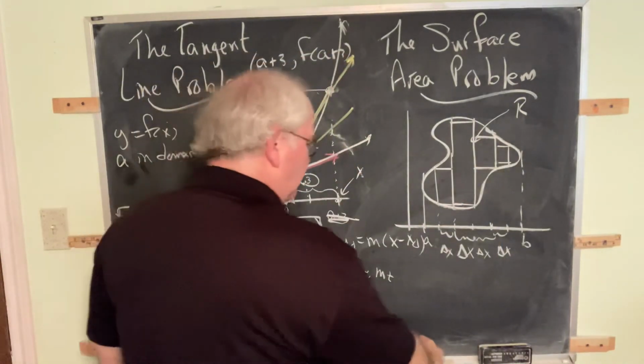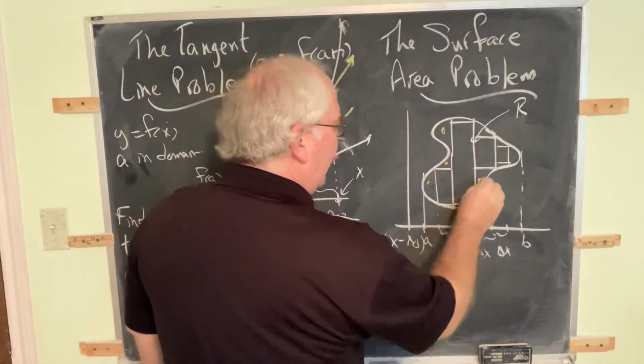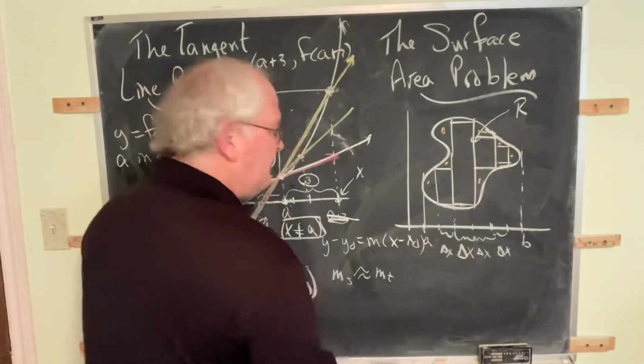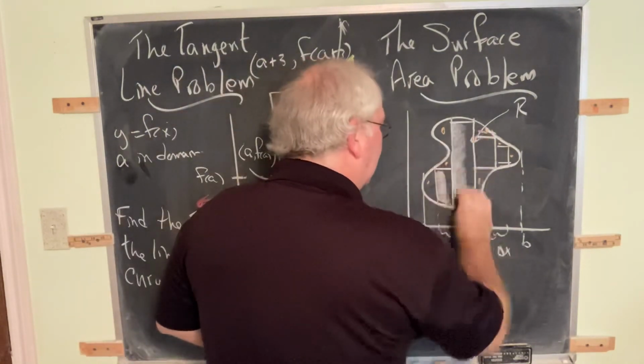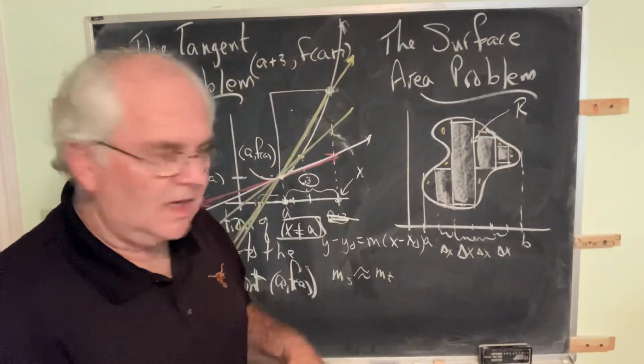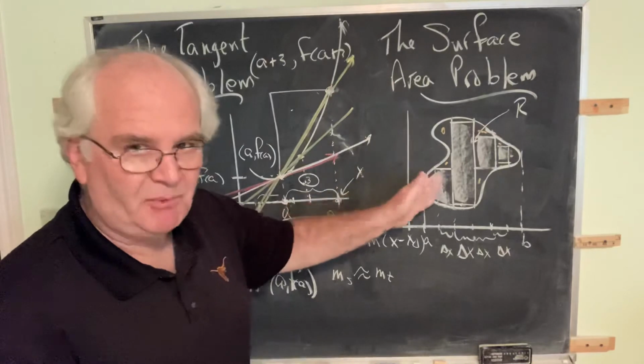Now, what is not inside a rectangle? This is not, and this is not. We have some errors here. We have some values that are not inside the rectangles. But if I take the area of these rectangles and add those up, that is an approximation of the total area we're looking for. It's just a really bad approximation.